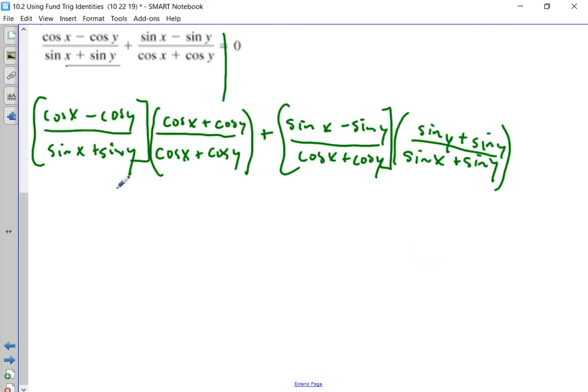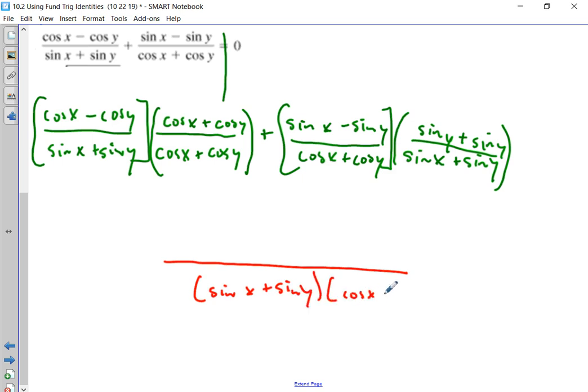So the bottom, I'll just tell you, we're looking for 0. And when you have a fraction, when is this going to equal 0? It's when the numerator equals 0. So essentially we're going to see if this numerator will equal 0. I'm just going to write this as sine of x plus sine of y times cosine of x plus cosine of y. I'm not going to distribute that through just yet because I'm going to save some time.